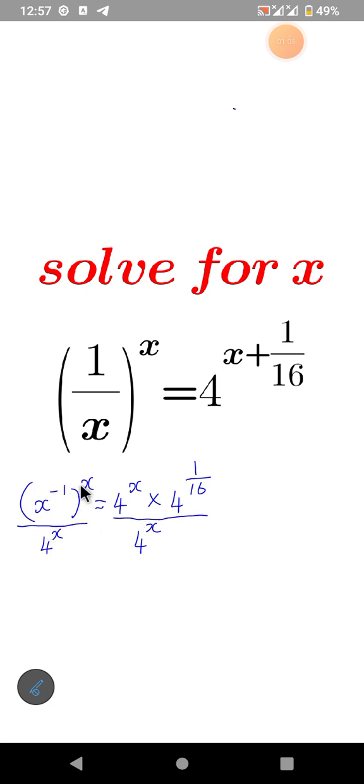Now, if we look at this left hand side, the numerator has a power of x and the denominator has a power of x. So since they have the same power of x, we can simply write this left hand side as, we open a bracket, so here will become x raised to the power of minus 1 all over this 4. Now all of them are raised to the power of what? X, equal to this equal sign. Now 4 raised to the power of x, we divide 4 raised to the power of x, so we're now left with 4 raised to the power of 1 over 16. So I'm going to put it here.